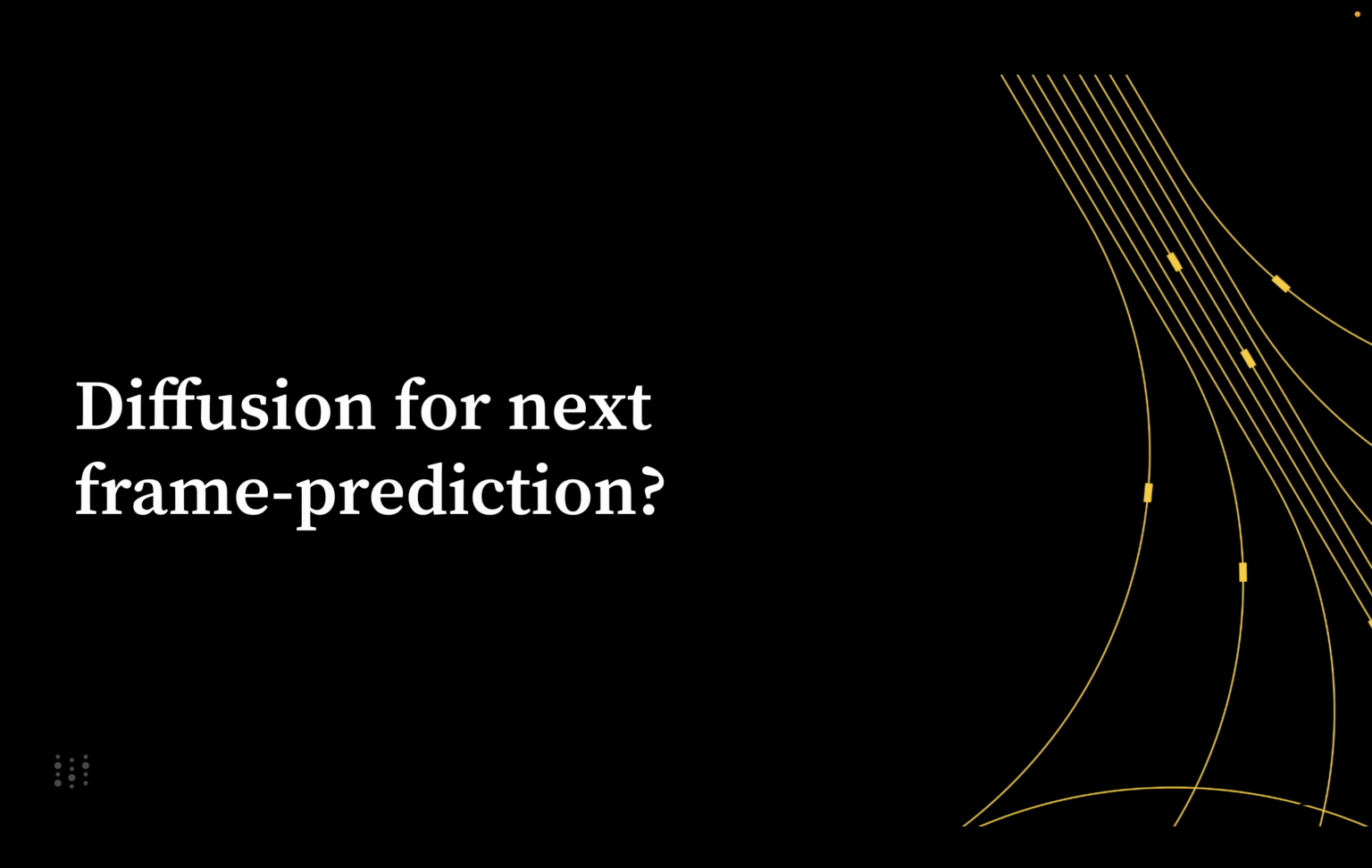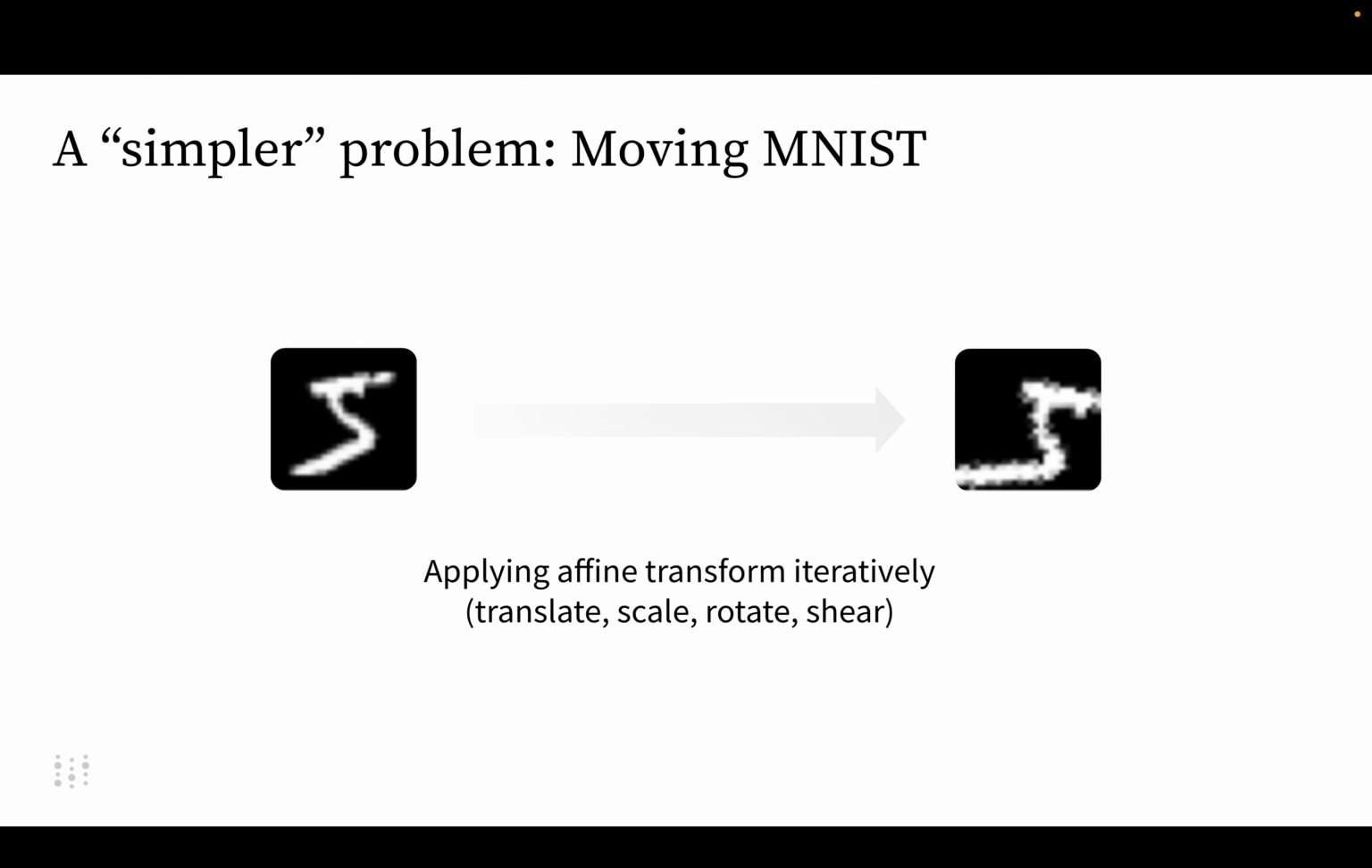So how do we frame this next frame prediction as a diffusion problem? I like to iterate fast, so first we're going to work on a simpler problem. We're going to work with the Moving MNIST dataset, but we're going to construct our own version of it. So what does it mean, Moving MNIST? As the name says, it's just the moving digits of the MNIST dataset. Basically, we're going to apply an affine transform iteratively, translate, scale, rotate, and shear, to the digits of the MNIST dataset. That way, we will construct trajectories of moving digits on a canvas.